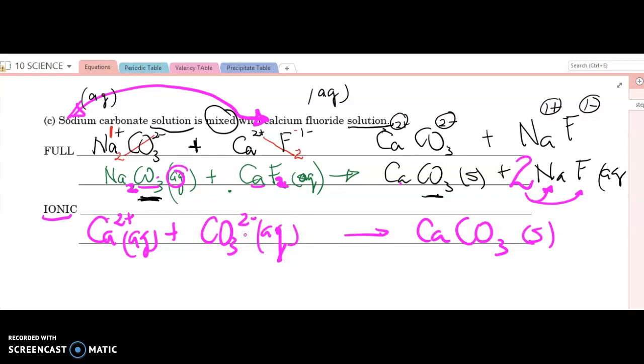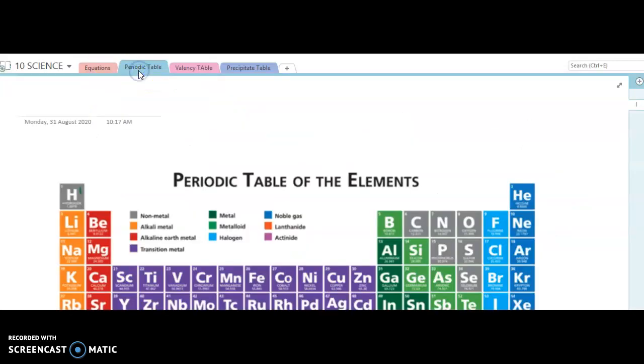Remember, these show what actually reacted. The sodium and the fluoride were only spectators. And don't forget, you also might need on page 9 your periodic table. That's page 9. For instance, you might need it for doing the electron configuration: 1s1, 1s2, 2s, 2p6, 3s, 3p6, 4p6. Noble gases always end in p6.